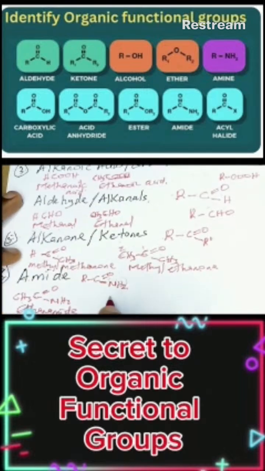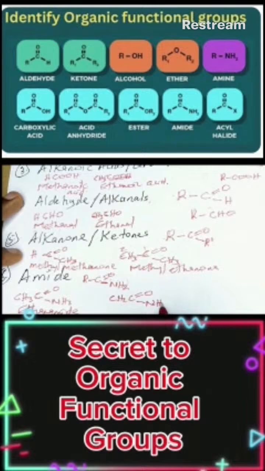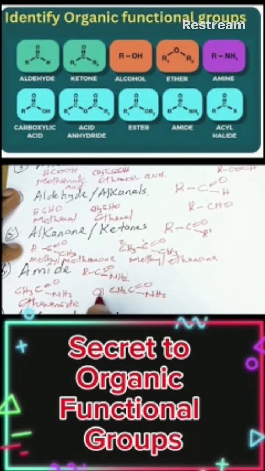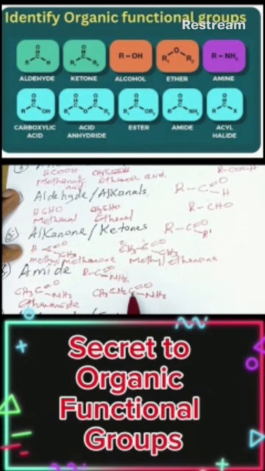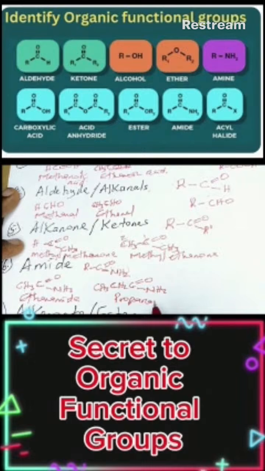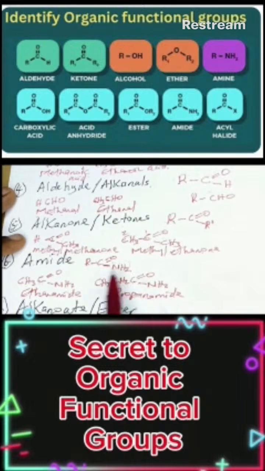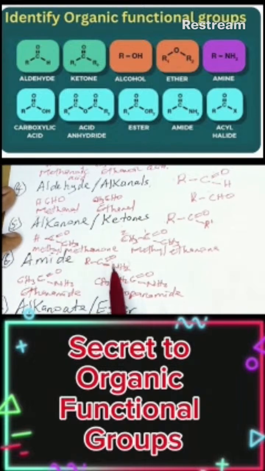If the carbons are more than that, you have CH2, C double bond O, NH2, and then you have another CH3 to complete it. So you have 1, 2, 3. You have 3 carbons. 3 is prop. So this will be called propanamide. We call it propanamide. So that's how to name this and to identify amide. It is whenever you see this NH2 here, replacing OH from our alkanoic acid.